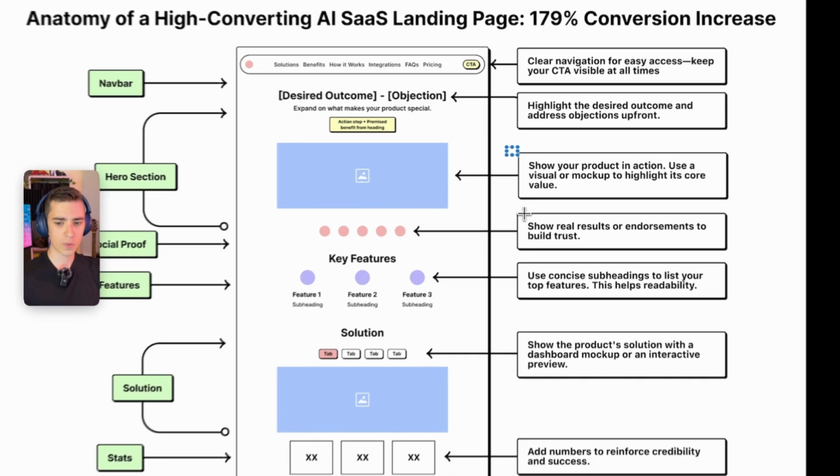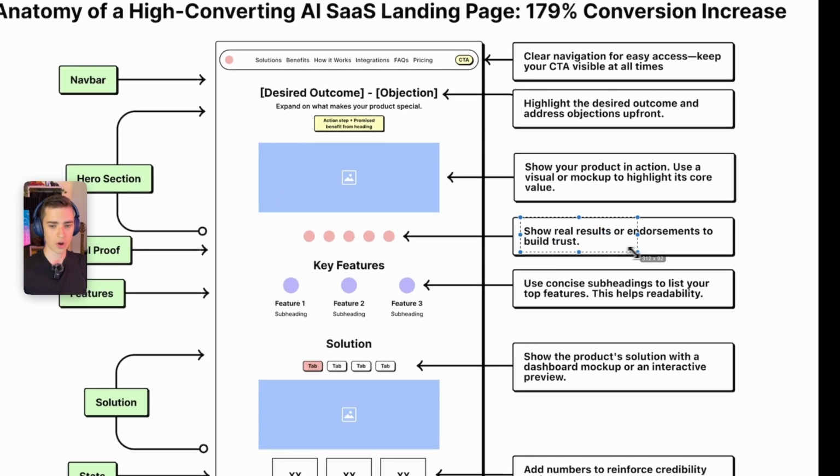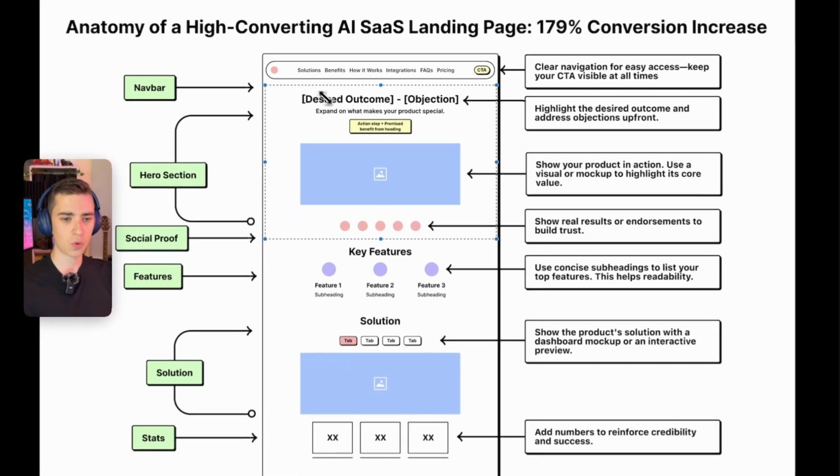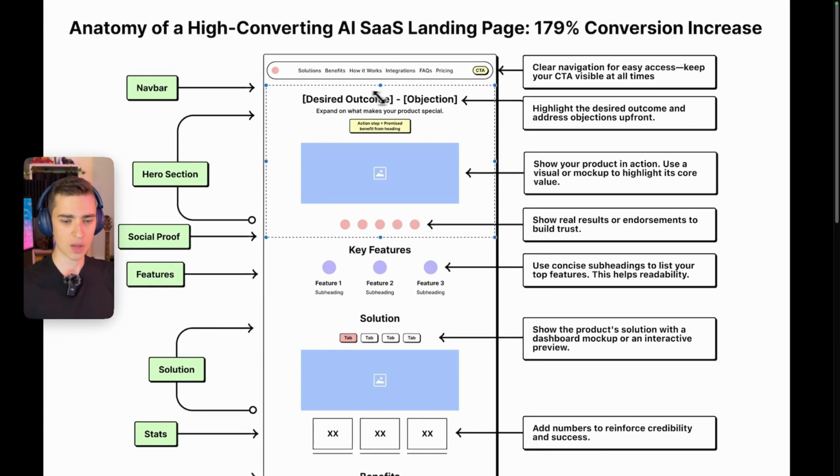And then showing real results or endorsements to build trust with social proof is just kind of in there to pad things out. Ideally, this full section is exactly what you're going to see before you scroll at all. So at this point, you've addressed whatever the desired outcome is. You've added the objection, how to make friends easily in a new city with crippling social anxiety.